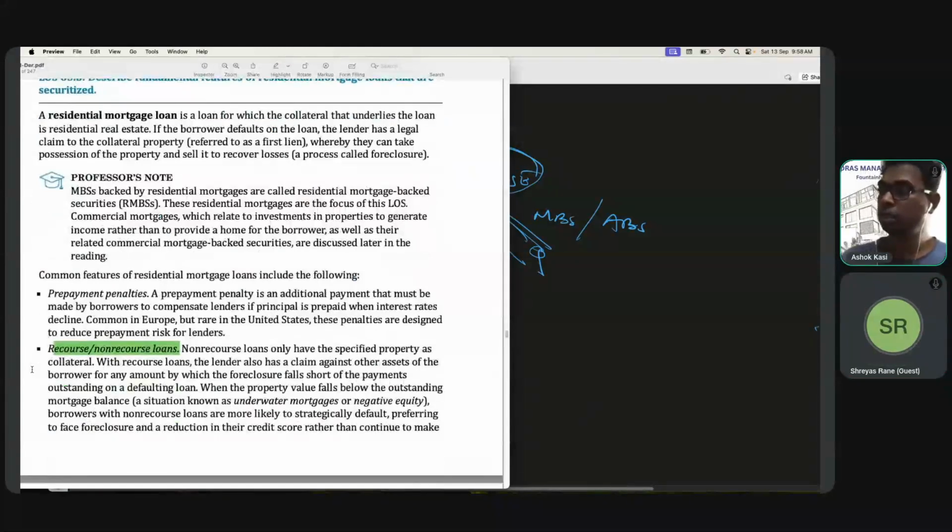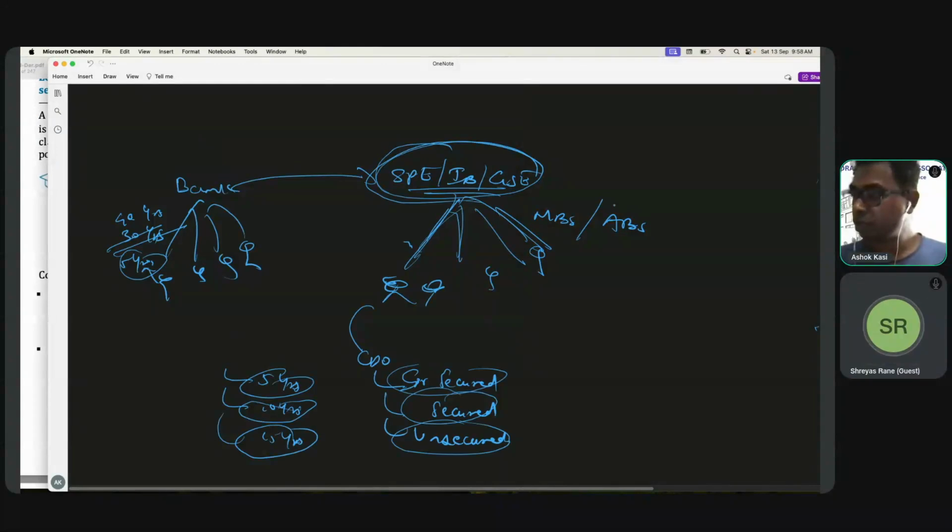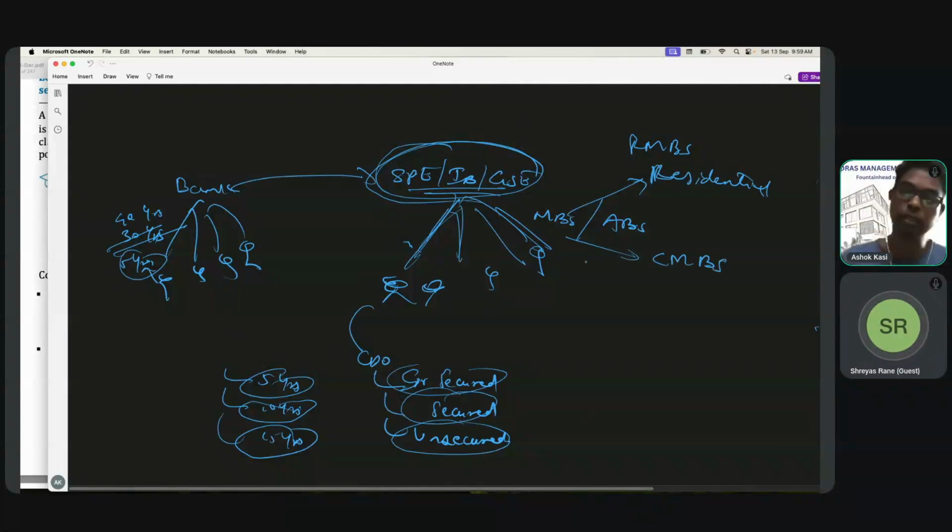Then residential mortgage loan. These mortgage backed securities can be residential as well as commercial. If it is backed by residential, then we'll say residential mortgage backed securities. That means RMBS or CMBS. That means collateralized mortgage backed securities.